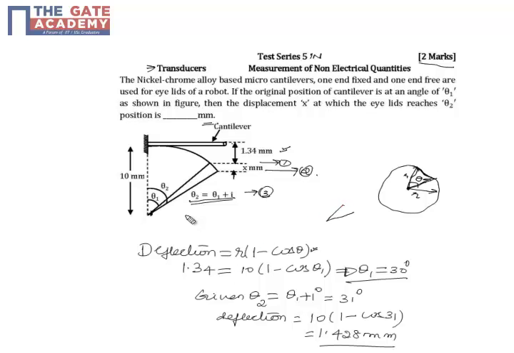So here you have a triangle. This is of radius r. This is also r. So this is r cos theta. So on simplification, we get the deflection as r into 1 minus cos theta.